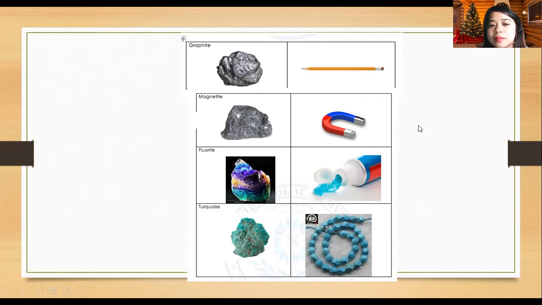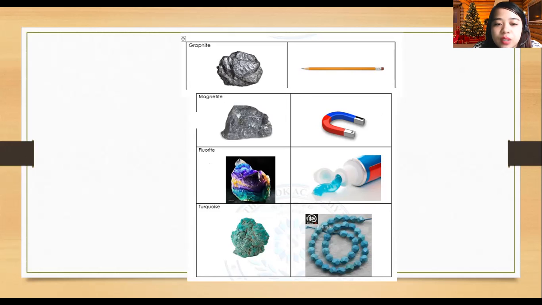Where do you find those rocks? Fluorite is actually very rare. You cannot just find it anywhere. But how did they make a lot of toothpaste? How did they make all of the toothpaste that we saw in the store?